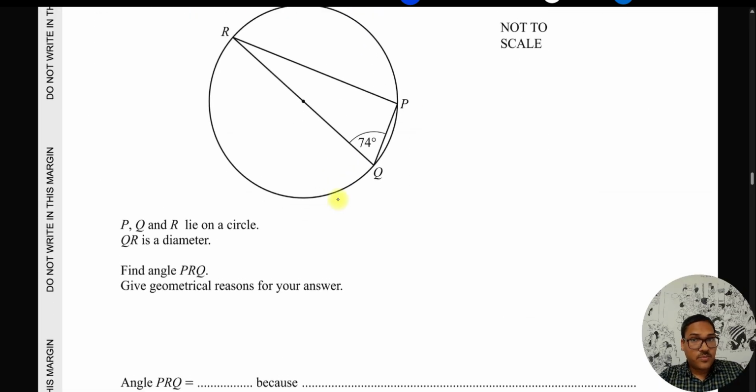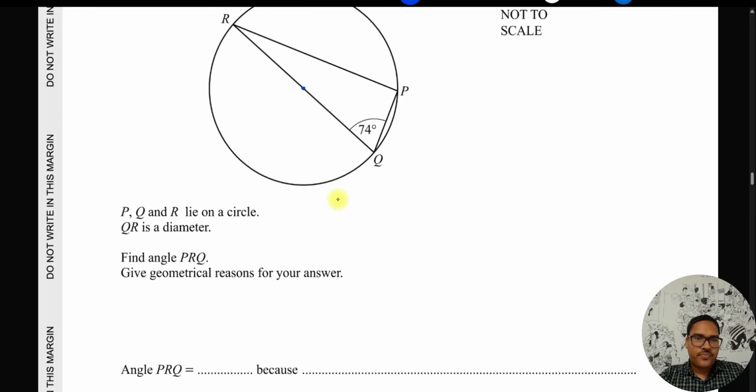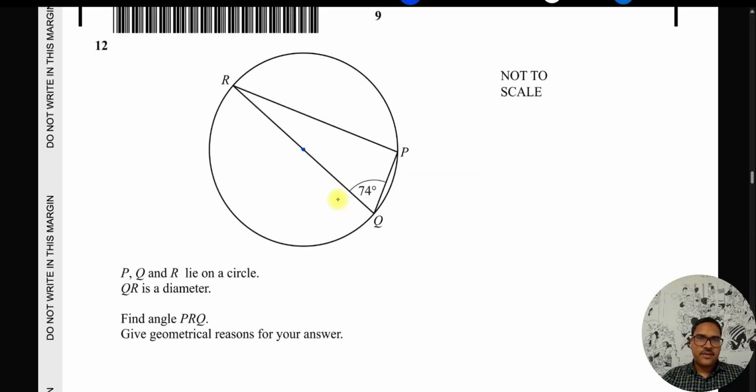So now the next question on circle properties. Okay. P, Q, R lie on a circle. You can see QR is the diameter. Find the angle PRQ. Give the geometrical reasons for your answer. Okay. So you have to find this angle. Now you can see if this is the diameter, this angle has to be 90 degrees. Why is this 90 degrees? Because angle in a semicircle. Because RQ is the diameter. And if RQ is the diameter, angle in a semicircle is always 90 degrees.